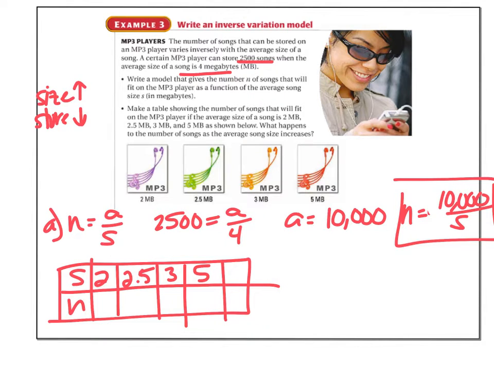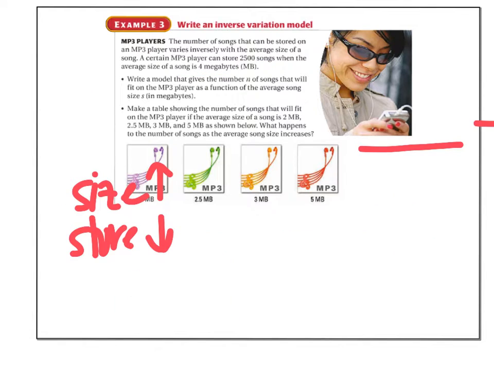And so when you fill that in to the inverse variation equation that you've just come up with, for S, you will get numbers like 5,000 songs, 4,000 songs. When you move up to a size of 3 megabytes, you're going to be at 3,333 songs, and then finally at 2,000 songs for 5 megabytes.